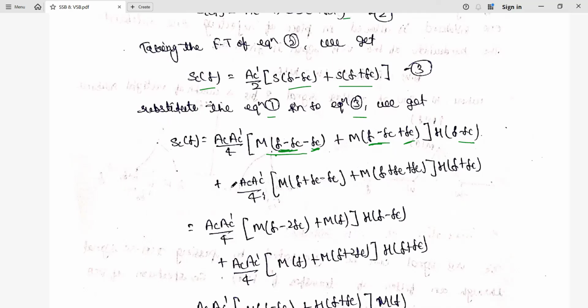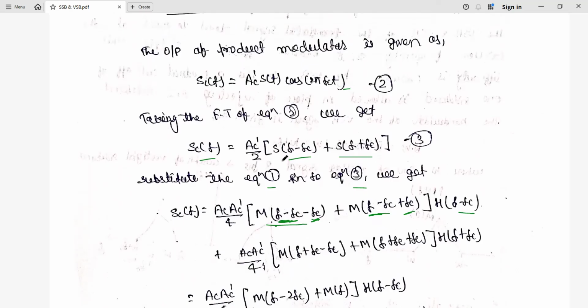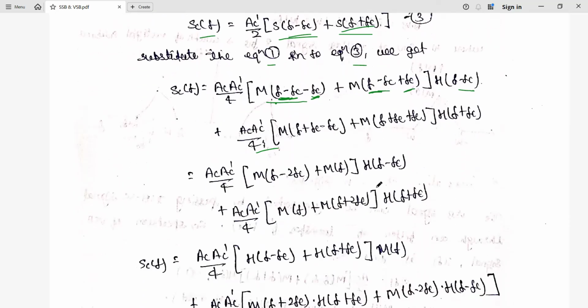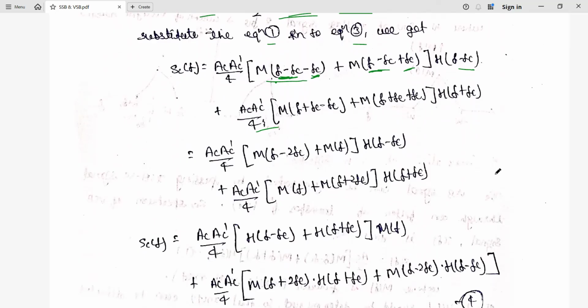So again, further, we have two terms here. The first term is about this one, S of f minus fc, and the last two terms are for S of f plus fc. For this, we are able to obtain this part. Now we are just trying to simplify here.